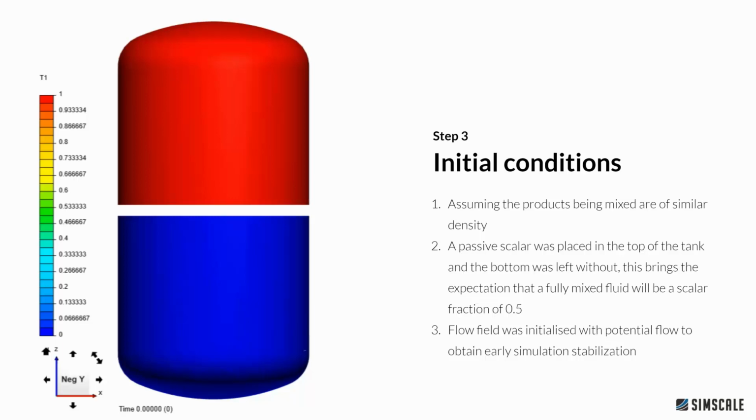But what we've done is add a passive scalar to trace where these two fluids begin and end. So we've put a passive scalar that is equal to a fraction of 1 in the top half and equal to 0 in the bottom half. And because this was initialized 50-50, when this becomes a fully mixed tank, we would expect to see the scalar converge to a fraction of 0.5. So perfectly mixed would be 0.5.